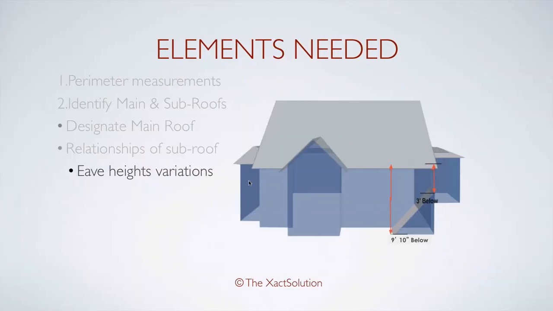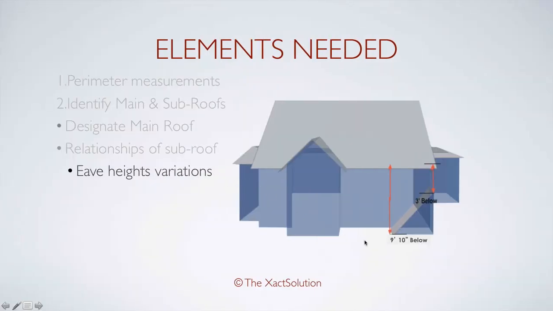And in this example, we have a flat roof that actually covers a cellar that goes into the ground, and the lower part of that roof is 9 feet 10 inches below the main roof, and the upper part is 3 feet below.